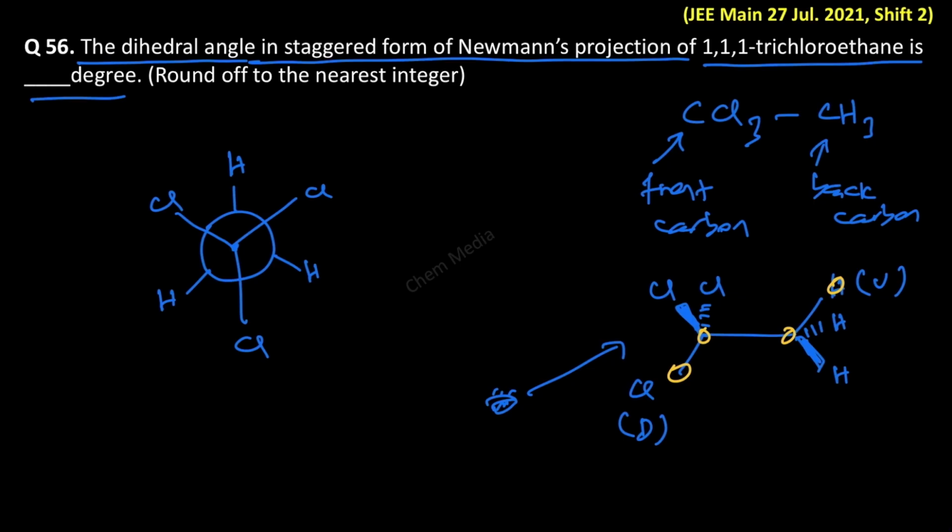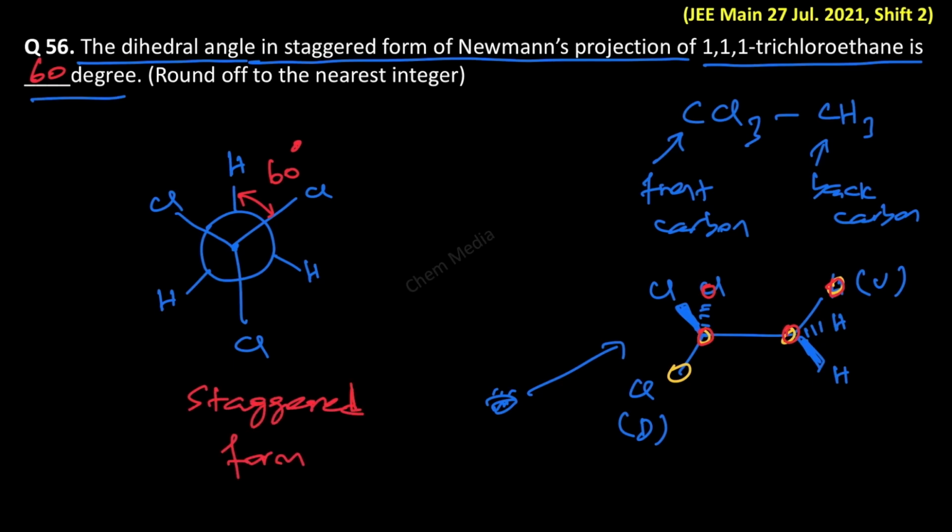But that's not what they are asking. In the question what they are asking is the dihedral angle among this hydrogen, this carbon and this chlorine. So basically this dihedral angle they are asking. That is 60 degrees. Therefore 60 degrees is the correct answer here. Because if you move another 60 degrees, then it would become eclipsed, isn't it? This is the staggered form.